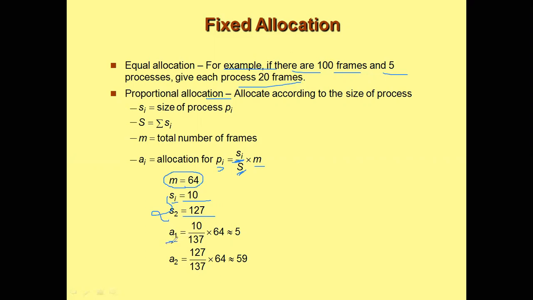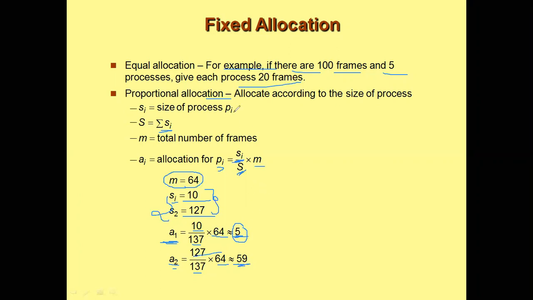Now calculating for the first process. Si for the first process is 10 and S is collectively 10 plus 127, which is the summation of the pages. So 10 divided by 137, into the total number of frames, which is 64. When you calculate, you get 5. And for process 2, you get 127 divided by 137 into 64, which is 59. So according to this proportional allocation, the first process gets 5 frames and the second process gets 59 frames.